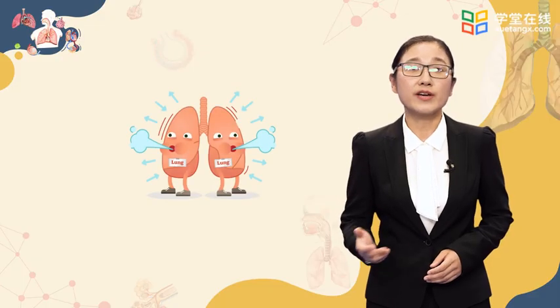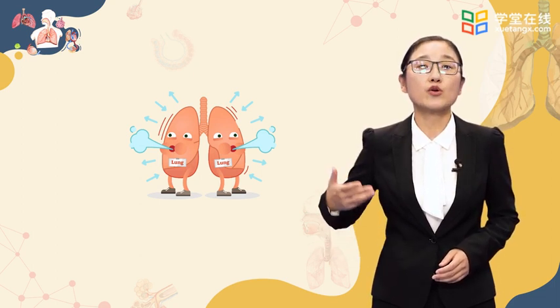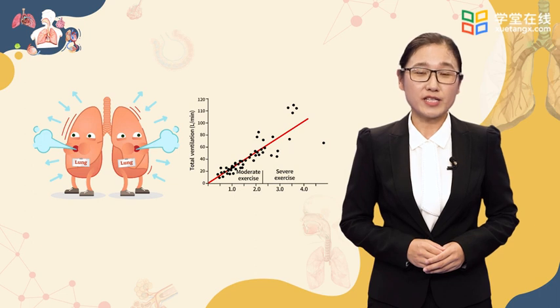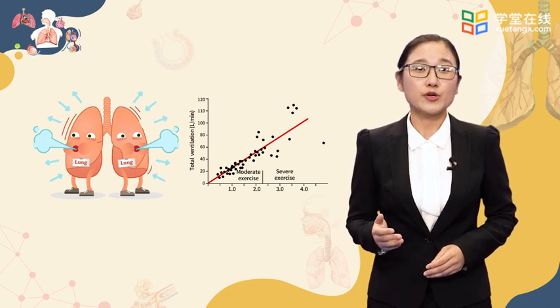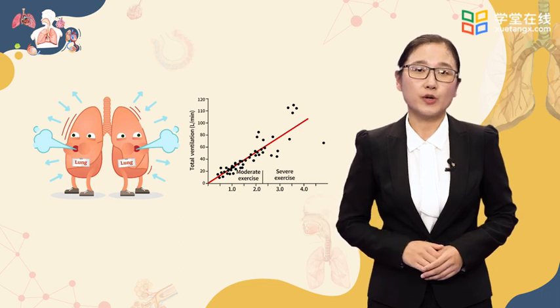Let's go back to the vigorous exercise. In such conditions, O2 consumption and CO2 formation can increase 20 times. In healthy individuals, alveolar ventilation can increase accordingly, keeping arterial O2, CO2 concentration and pH close to normal.